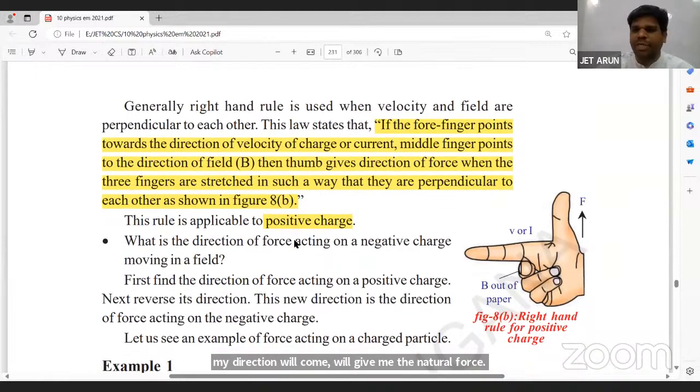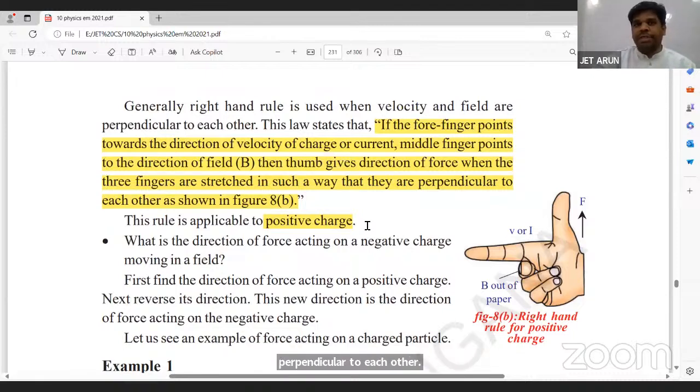All right. There is another rule again. I told you visual mnemonics, again some guide. It's actually a mathematical equation, but for that we have a guide using the right hand rule, where if I point my middle finger in the direction of B, index finger in the direction of velocity, my thumb will give me the direction of the force. If the forefinger points towards the direction of velocity, middle finger points in the direction of the field, then thumb gives the direction of the force when three fingers are stretched in such a way that they are perpendicular to each other. And this is for the positive charge.